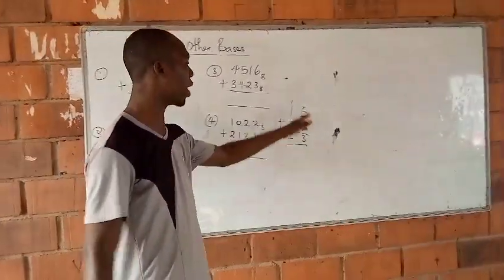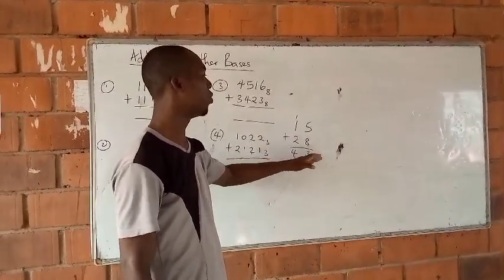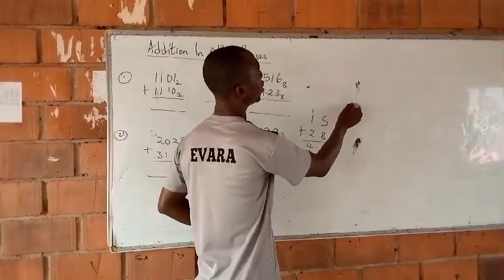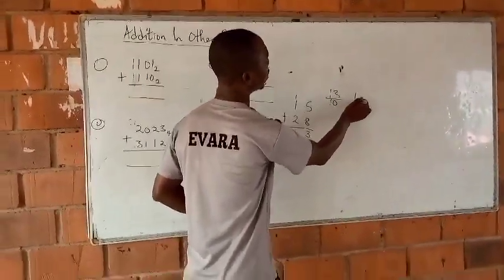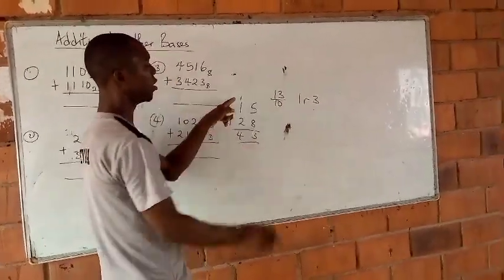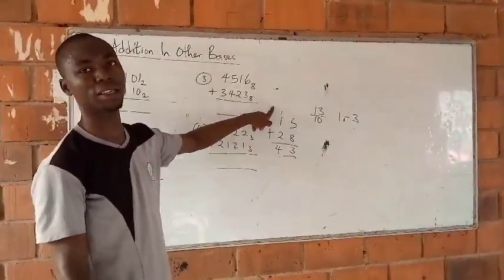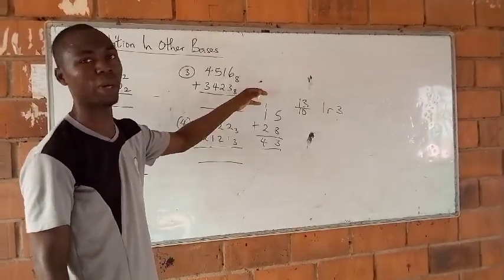So that is why whenever we add and we get anything that is 10 or more, we usually divide by 10. 5 plus 8 is 13. 13 divided by 10 is 1 with the remainder of 3. So we write the remainder and we take the quotient to the other side. So that is why we are always saying 5 plus 8, 3, carry 1.